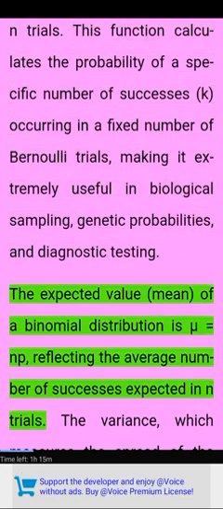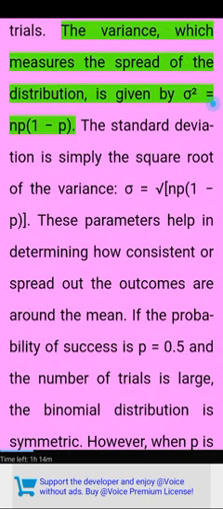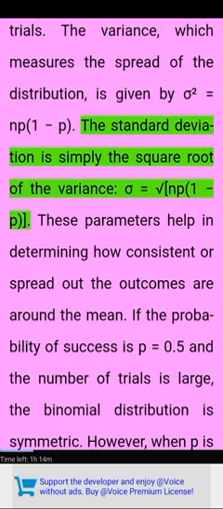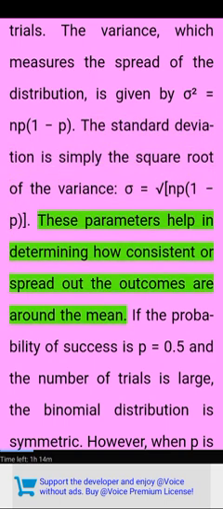The expected value, or mean, of a binomial distribution is mu equals np, reflecting the average number of successes expected in n trials. The variance, which measures the spread of the distribution, is given by sigma squared equals np(1 − p). The standard deviation is simply the square root of the variance, sigma equals square root of np(1 − p). These parameters help in determining how consistent or spread out the outcomes are around the mean.